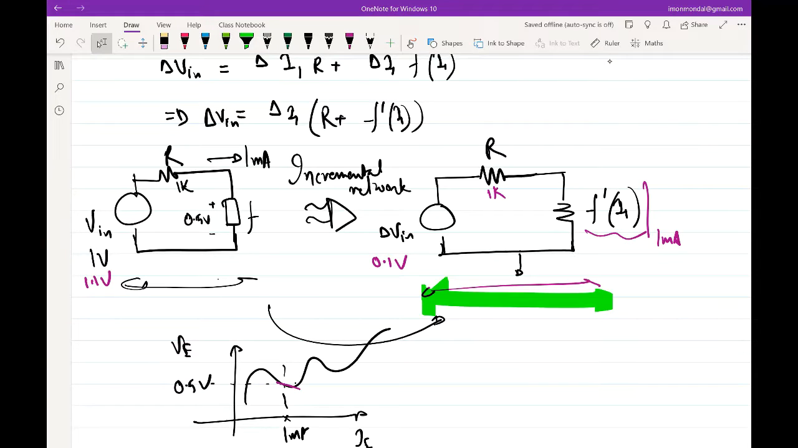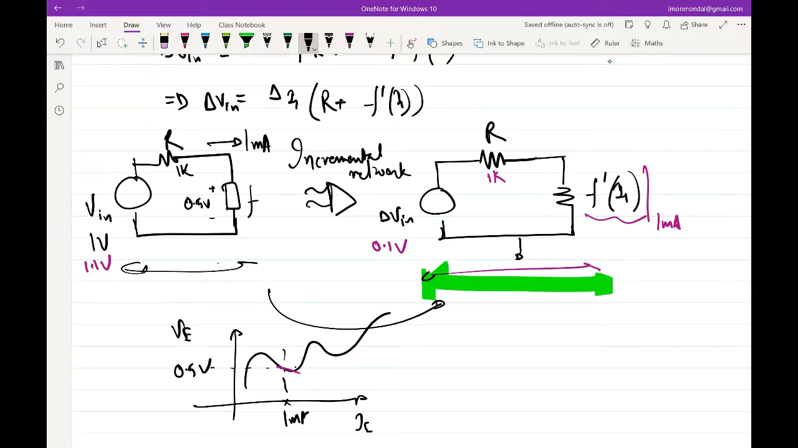So that's great. Now, my question to you is, okay, I'm jumping ahead of myself. So let me finish the thought. Let's say I found that this F prime of I1 around 1 milliamp gives minus 100.